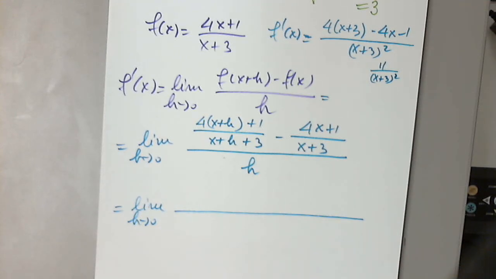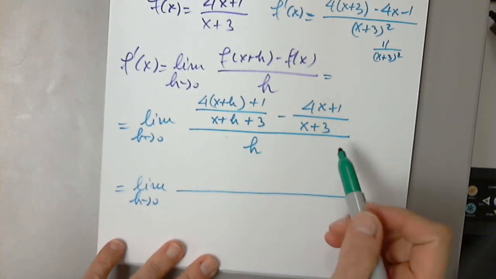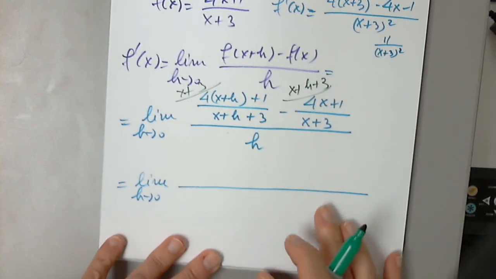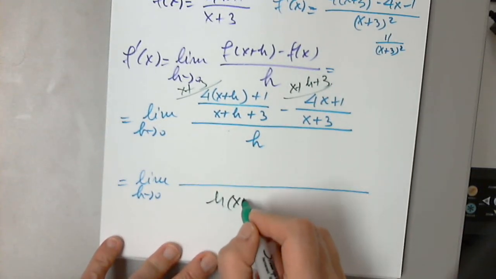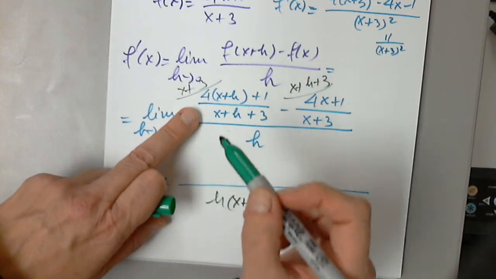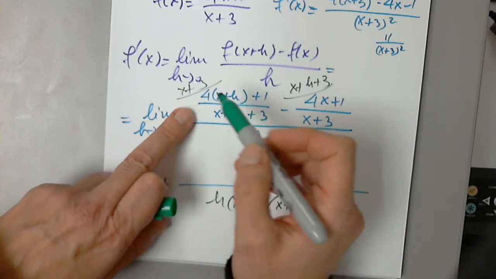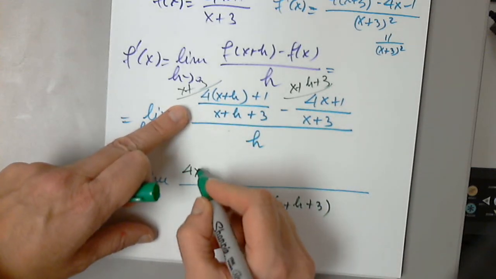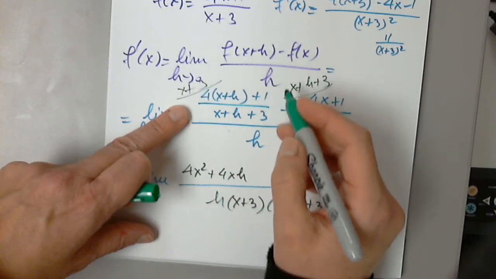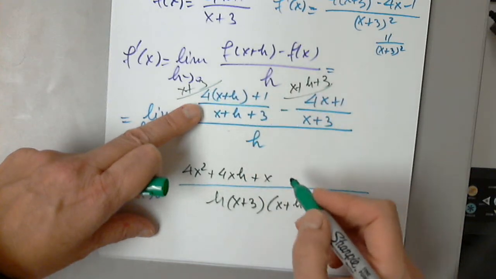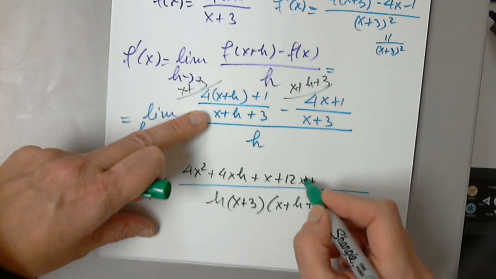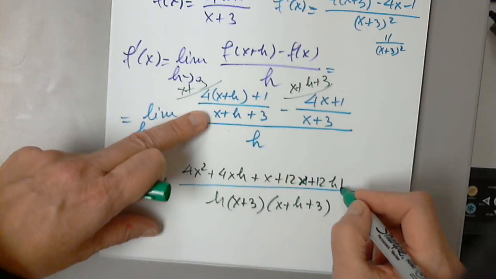Okay, so then we continue with multiplying this by x plus 3 and multiplying this by x plus h plus 3, correct? And then I can already bring the denominator down. So be careful how you multiply, because this is 4x plus 4h plus 1. x times 4x, 4x squared. x times 4h, 4xh. x times 1, x. 3 times 4x, 12x. And 3 times 4h, plus 12h, and then plus 3.